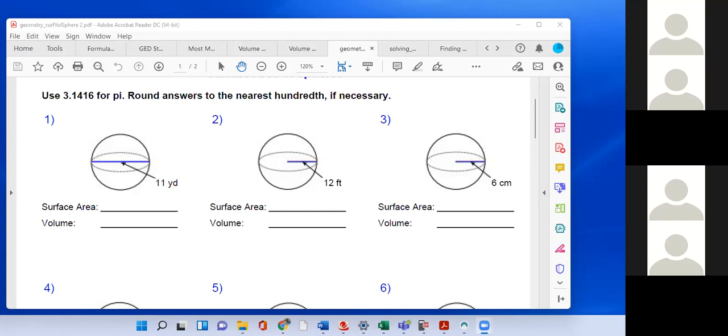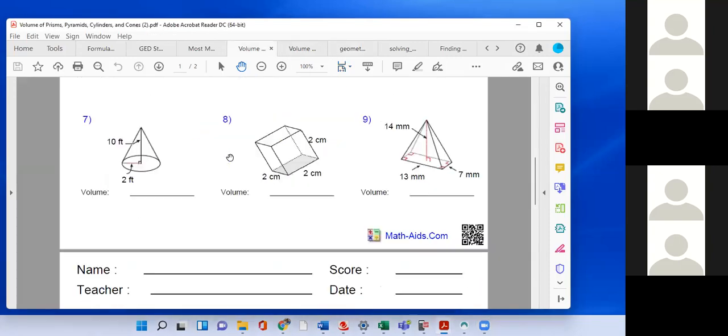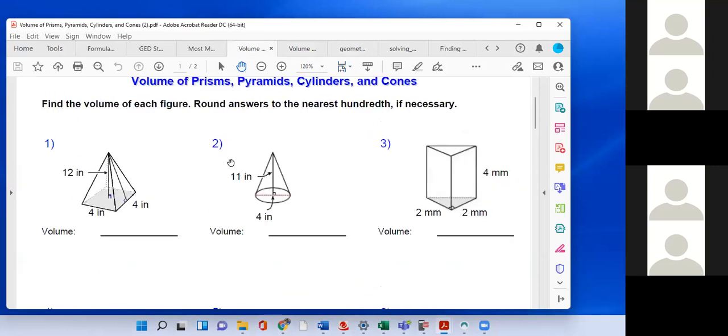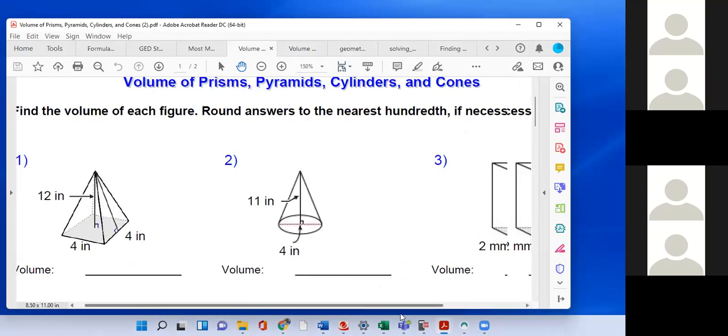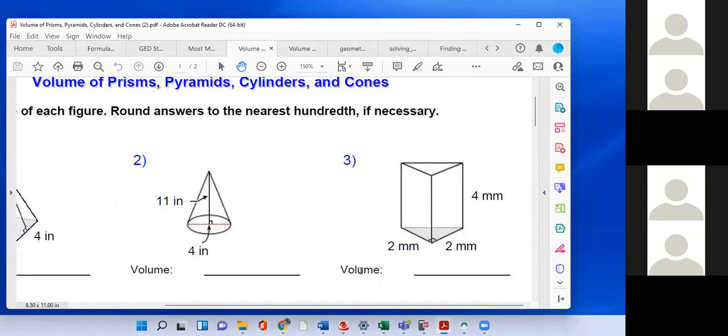Well, guess what a rectangular prism is? So for example, there are many different kinds of prisms. I didn't want to go over this, but if you look at number 3, this is a prism, but the base is a triangle. So it's a triangular prism. Okay, I see what you're saying. You don't have to know that though, but I just wanted to explain that to you.